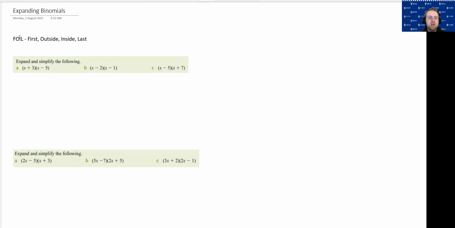Now, the way that we're going to do this is it's like going fishing, except we need to make sure we do every combination of the two terms in each pair of brackets. So the way we're going to remember to do that is this acronym, FOIL. We're going to first expand the first term of each bracket, then the outside terms, then the inside terms, and then the last terms in each bracket.